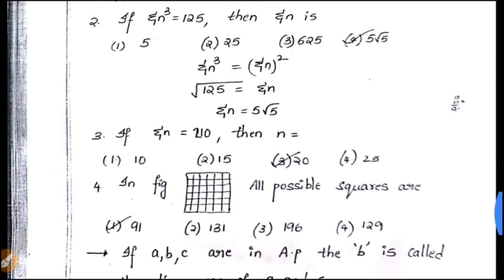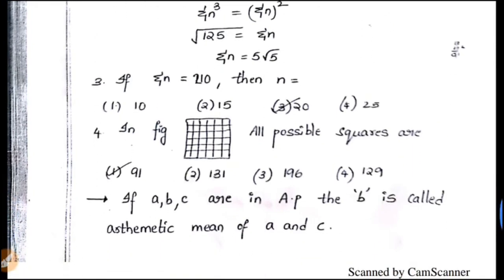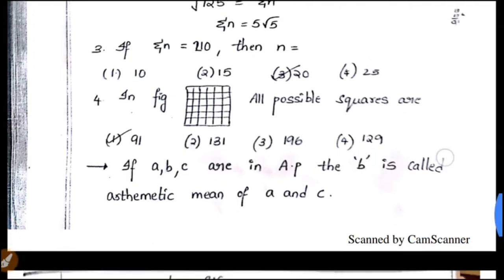Next, if sigma n is equal to 210, then n is? Sigma n is n into n plus 1 by 2 equal to 210. So, n into n plus 1 is equal to 420. 420 means 20 into 21. So, 20 is the answer. Next, if in this figure you count all possible squares, you will get 91.